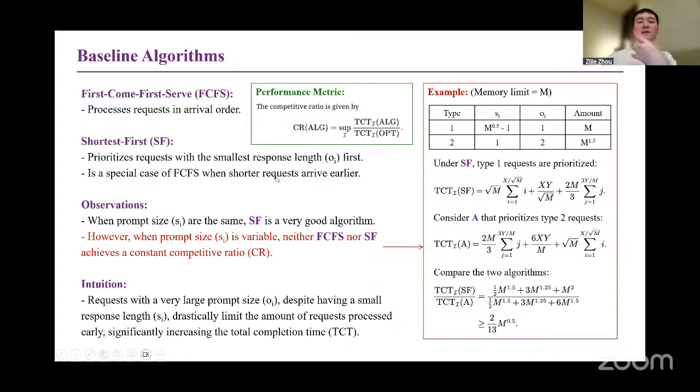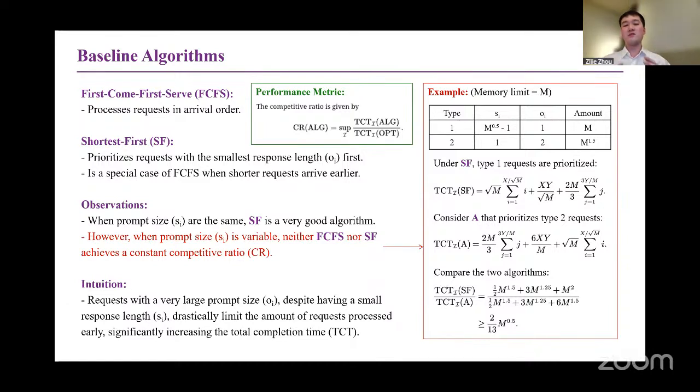You may also ask about using other metrics with shortest first, for example prioritizing requests with the smallest value of S_i plus O_i, or S_i times O_i, or S_i divided by O_i. We actually tried all of these in our paper, and it is very easy to find counterexamples that make the competitive ratio related to m. Therefore, in this problem it is very hard to develop an algorithm with a constant competitive ratio that does not depend on m.